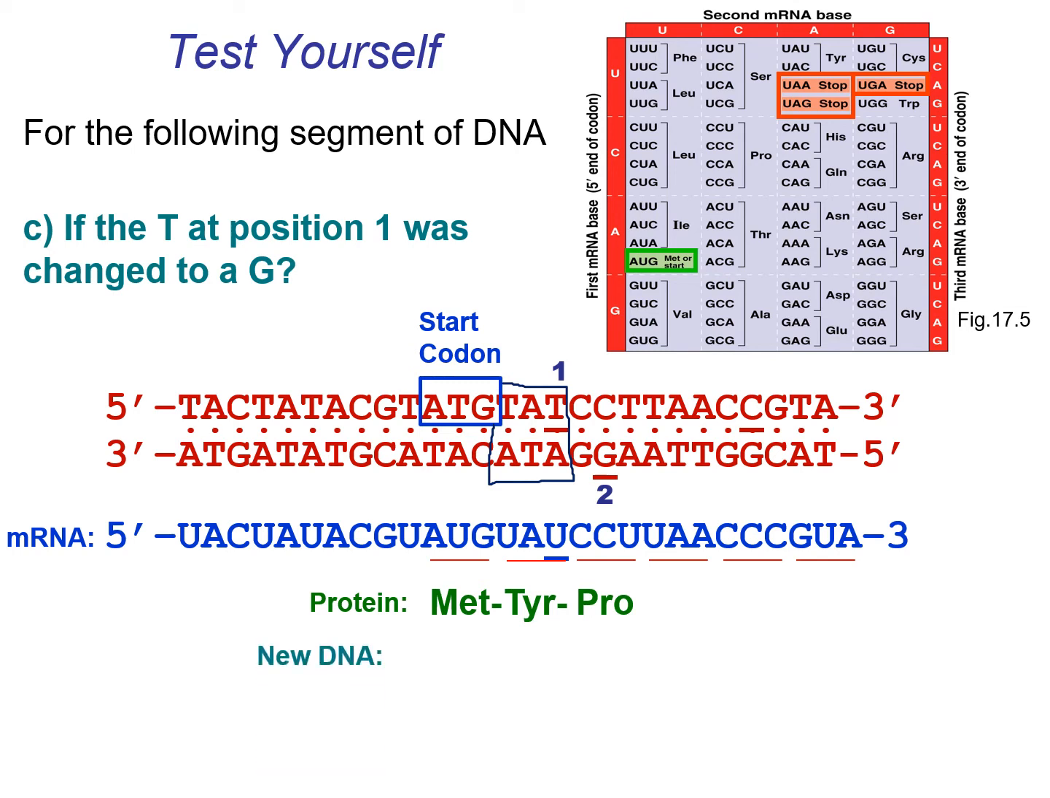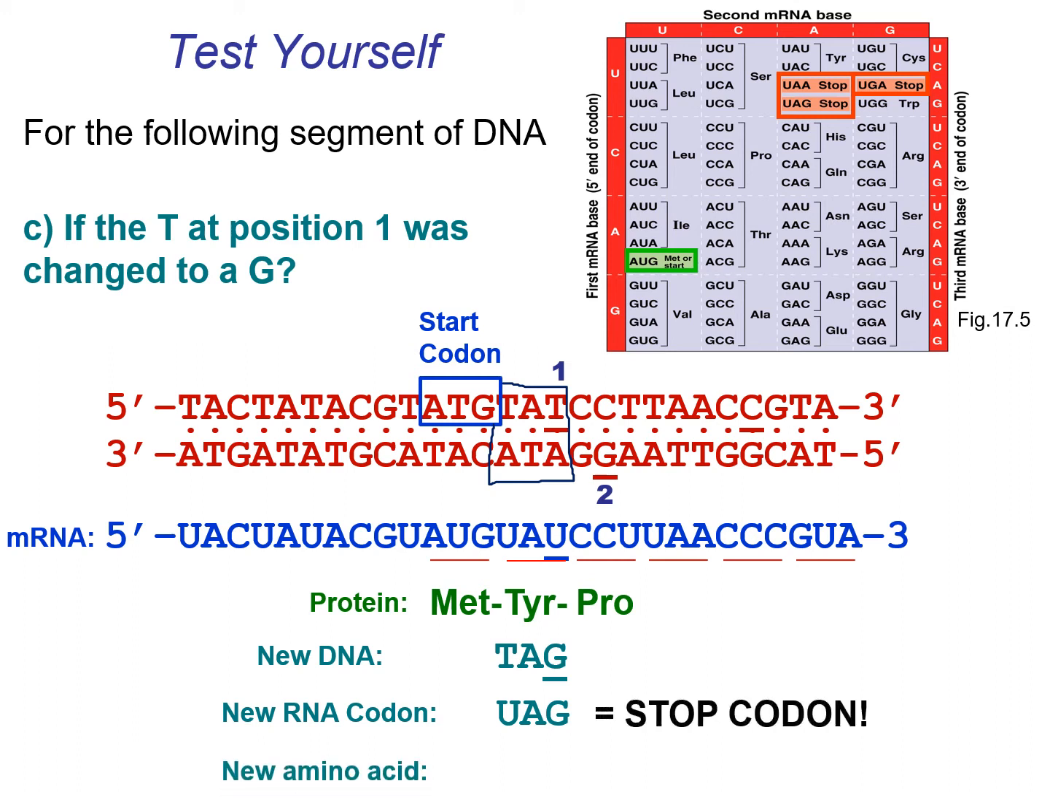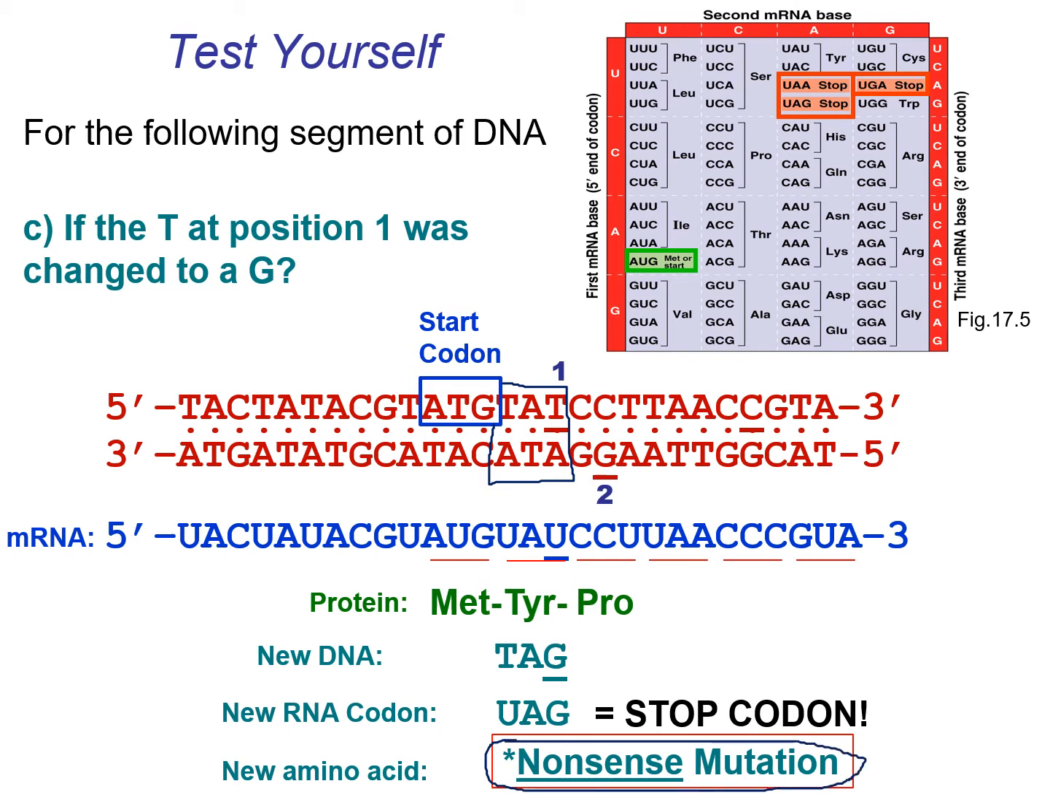So my new DNA, I'm going from a TAT to a TAG. Got to convert the DNA to RNA, which is going to be a UAG. Look up on my genetic code, what's a UAG? A UAG is a stop codon. So this is going to be a nonsense mutation. So there's an example of each. We had a silent mutation, a missense mutation, and a nonsense mutation.